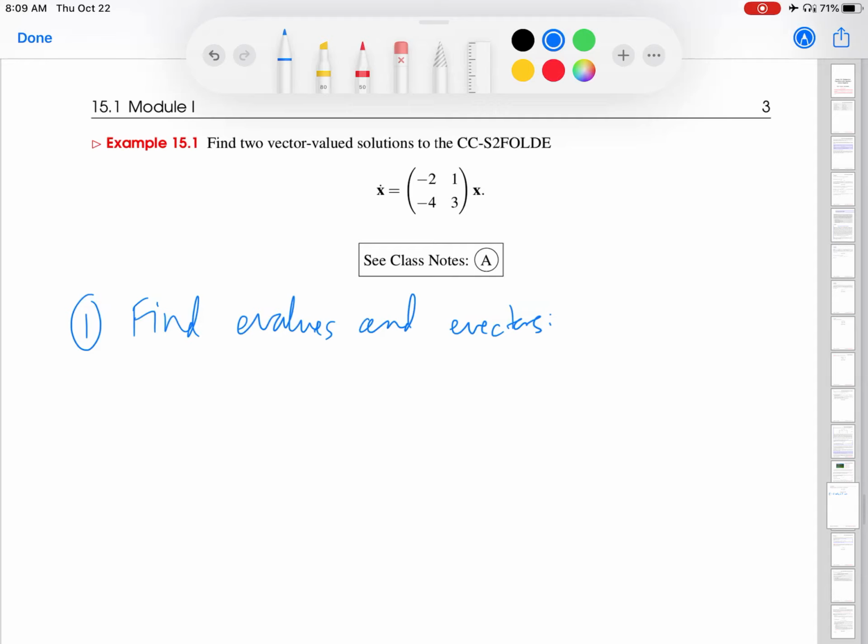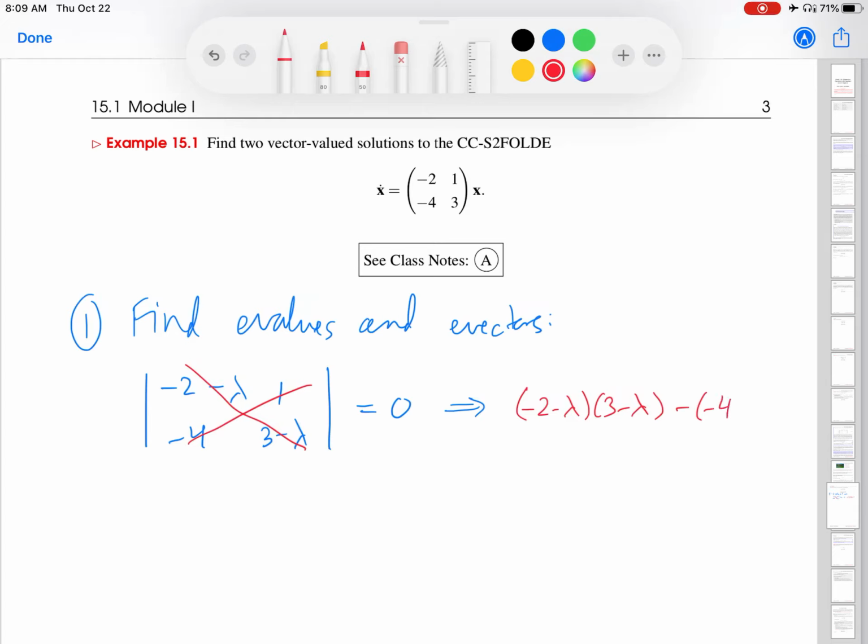All right, so we're going to follow our procedure from a lesson or two ago. We will start with the matrix A and subtract lambda from the diagonal, 3 minus lambda. Take the determinant, set it equal to 0, and then solve for lambda. It's a 2 by 2 matrix, so the determinant is the product of the diagonal entries, which is this, minus the product of the off-diagonal entries, which is this, and then set that equal to 0.